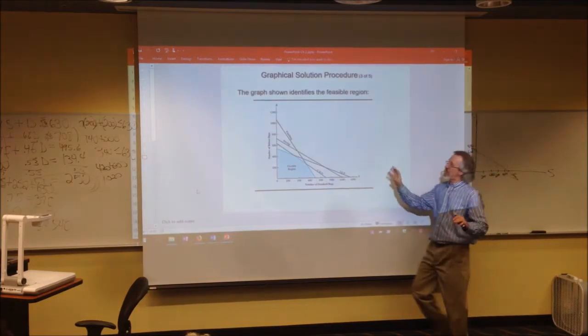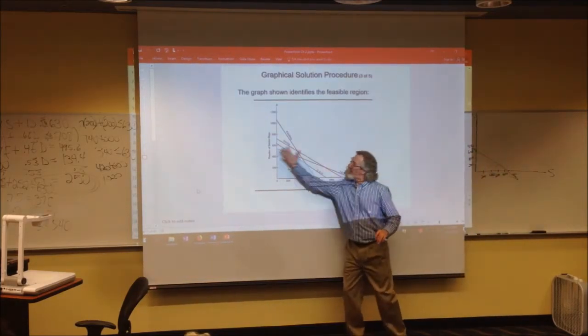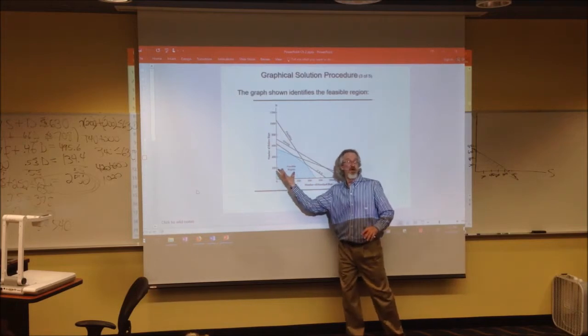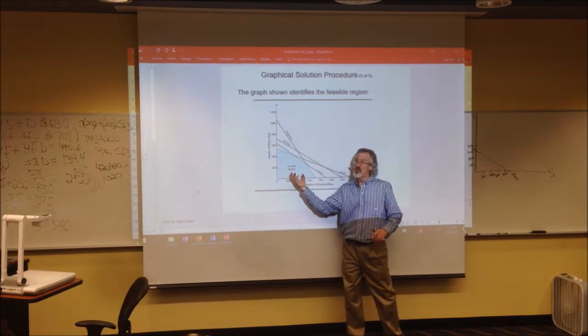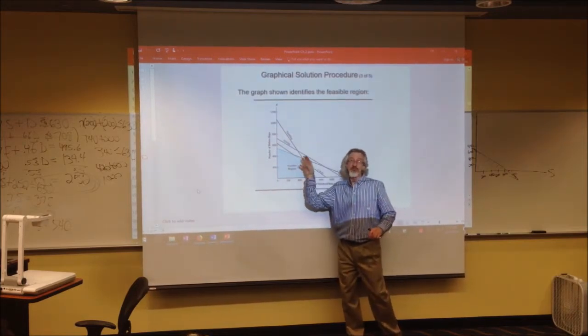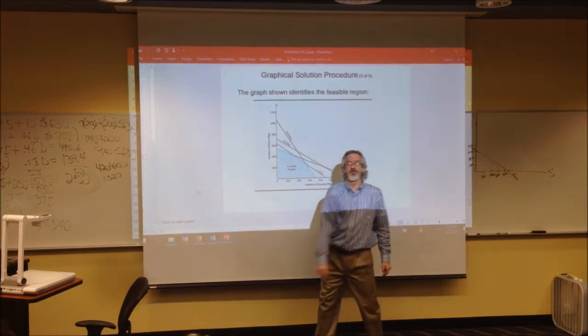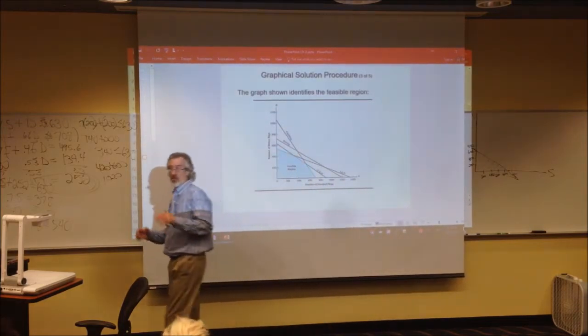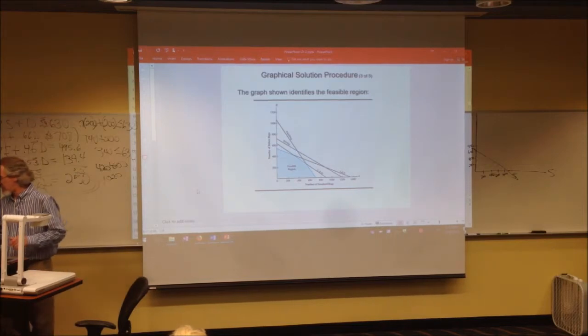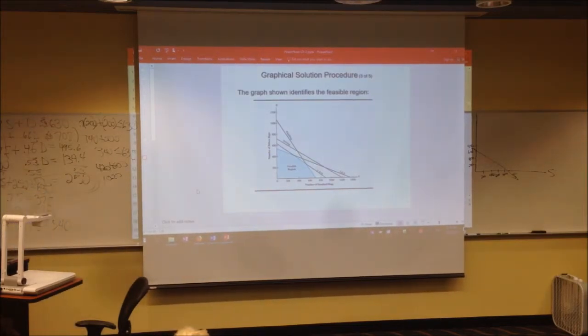You did all your shading, found your feasible region. You identified the extreme points here because they're touching the feasible region. And one of those extreme points is your optimal solution. At least one. There could be an alternate optimal solution, but odds are there's only one.